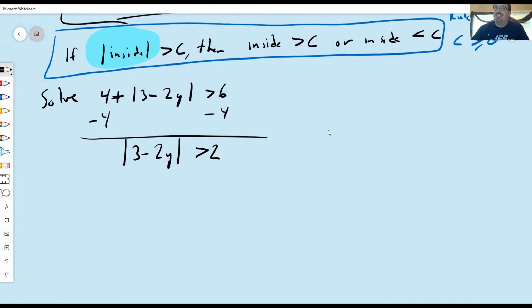So it's going to be inside is greater than 2, according to our rule. If the absolute value of the inside is greater than c, then the inside is either greater than c or the inside is less than -c. So we have greater than 2, or we have less than minus 2. That should be a minus right up here.